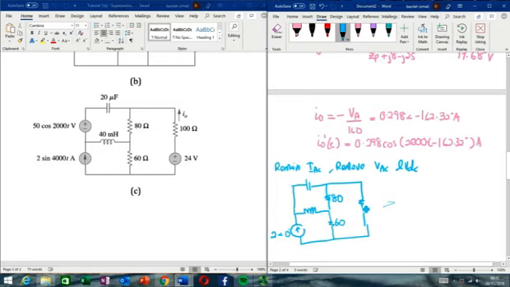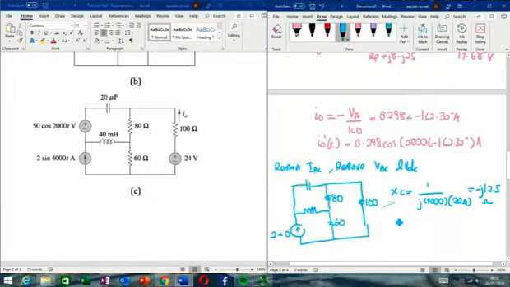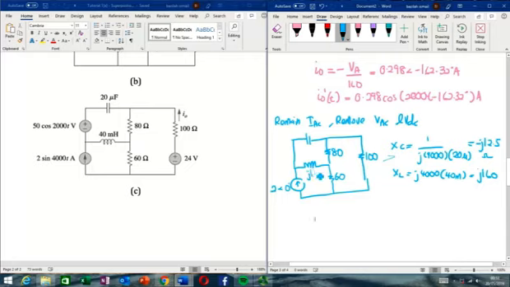So we need to calculate the new values for our XC and XL. So XC is 1 over j 4000 multiplied by 20 micro. So 4000 multiplied by 20 micro equals... the answer is negative j 12.5. And then XL is equal to j 4000 multiplied by 40 milli. So the answer is j 160. Okay. So this is j 160 and this is j 12.5.